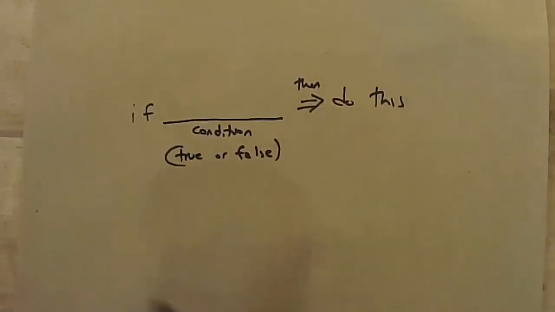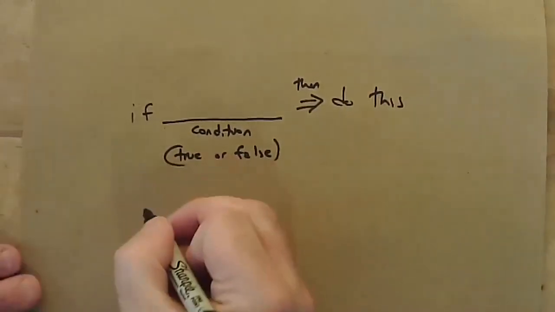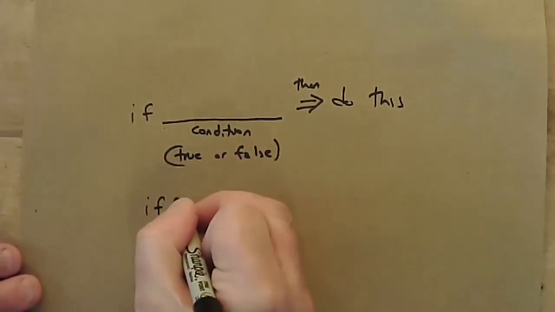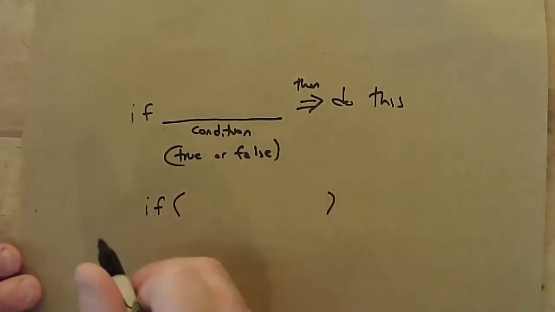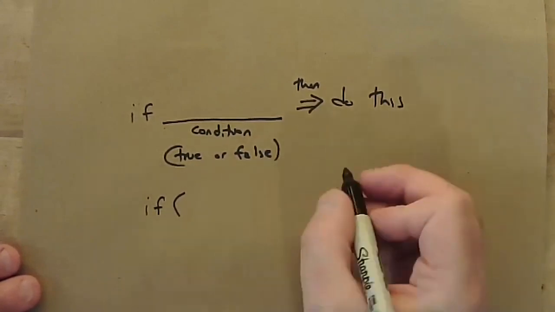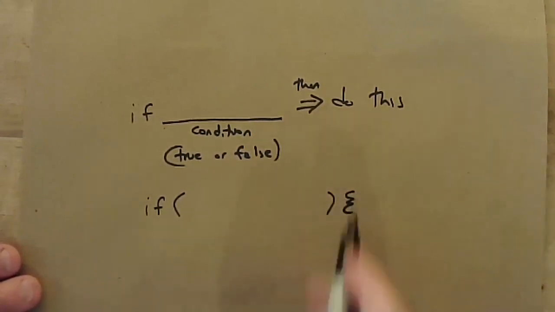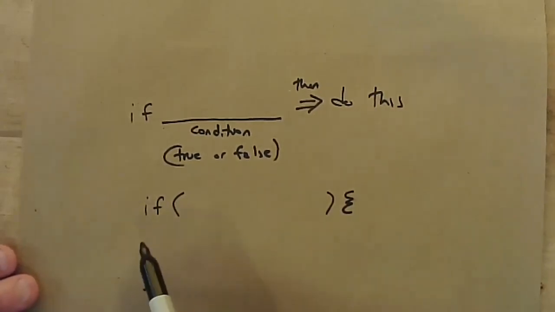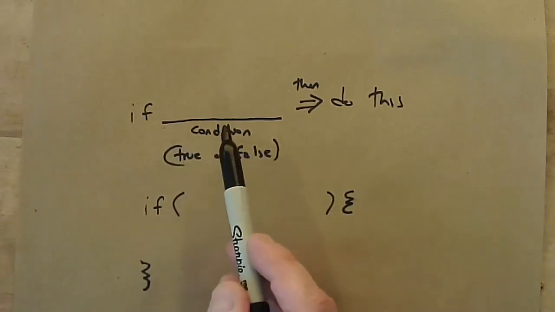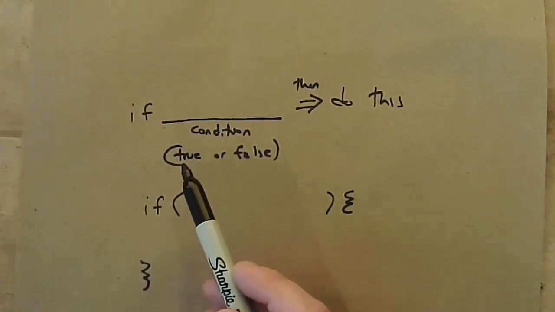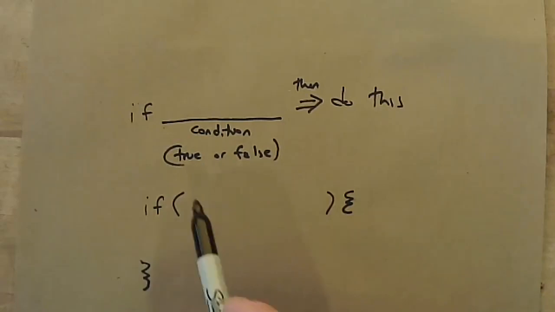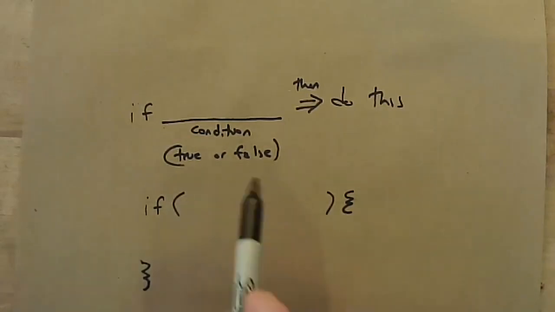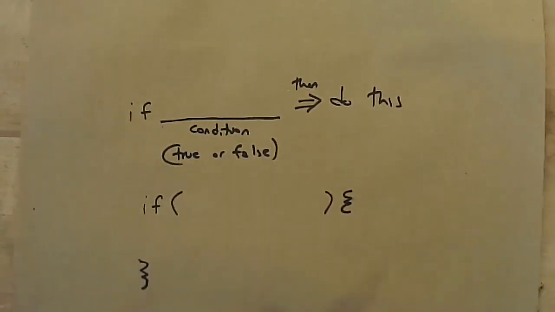And in our JavaScript world, that is formatted where we have our if and our condition is inside of parentheses. And then there's a curly bracket, and after that, a closing curly bracket, and between these two curly brackets is the code that is going to be run if the condition is true. Also said, if the condition is satisfied, then we'll run this code.